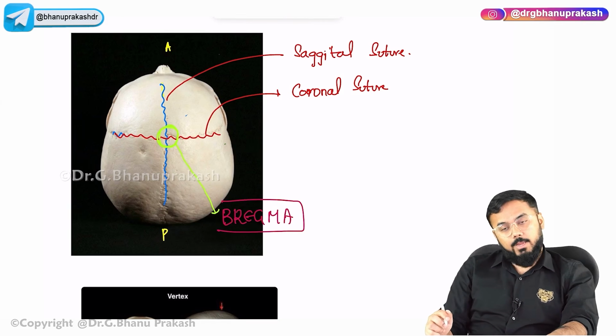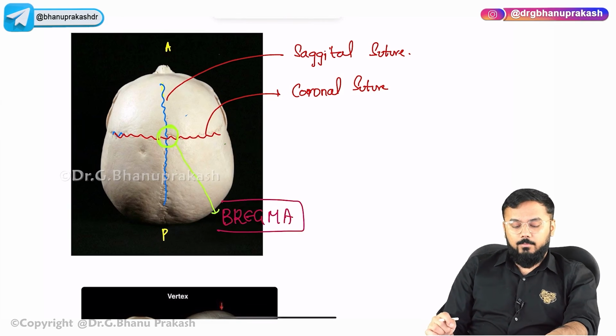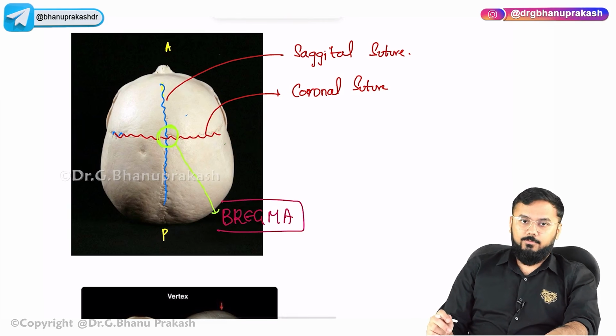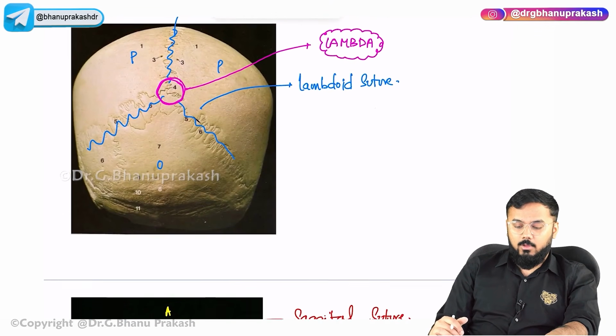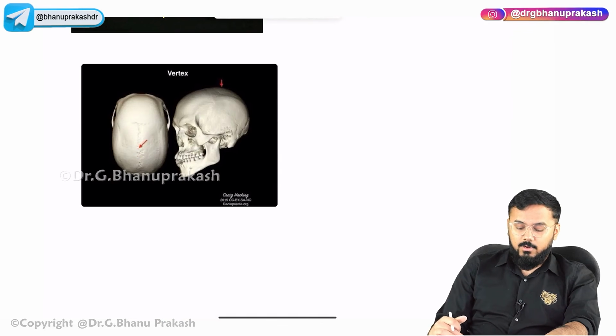What is bregma? Bregma is a place where both the sagittal and the coronal sutures are fusing. That is called as bregma. So far you have learned what? So far you have learned pterion, what is lambda, and what is bregma.